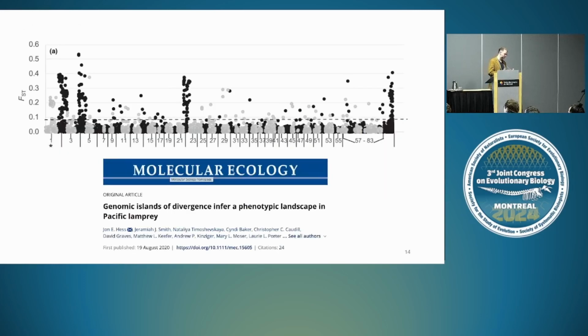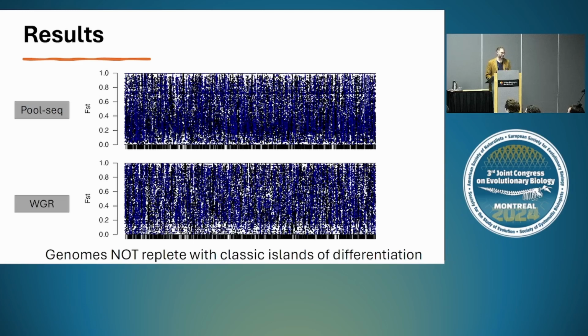So we thought going into this that we'd find something like this. This is not our study. This is from Hess et al. in 2020, where you see a pattern of these islands of differentiation, right? You have these peaks that stick out from the background distribution that are due to things like selective sweeps. So this is the pattern we were expecting to see with our genomic data. We see something very different. So definitely not replete with the classic islands of differentiation, in either the pool-seq data or the whole genome resequencing. We have a very high background level.